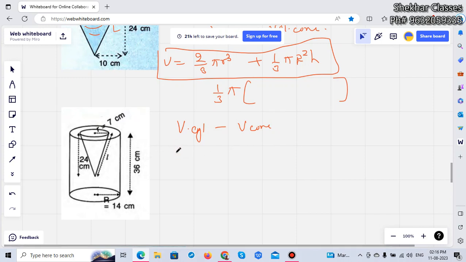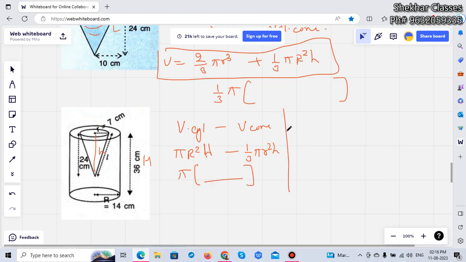Pi capital R square h, because this is a bigger radius, understood? Capital R, fine, minus, and this has a smaller radius, so it will be 1 upon 3 pi small r square, and if it is capital H, remember this is capital H, the height, and the smaller one has smaller h, so this will be smaller h. Take the common pi, and then the remaining will be inside it, and solve it. You can put the value.